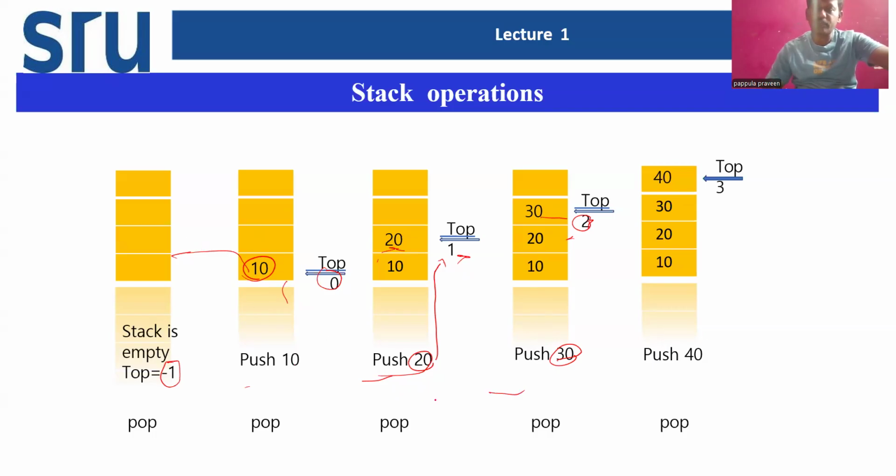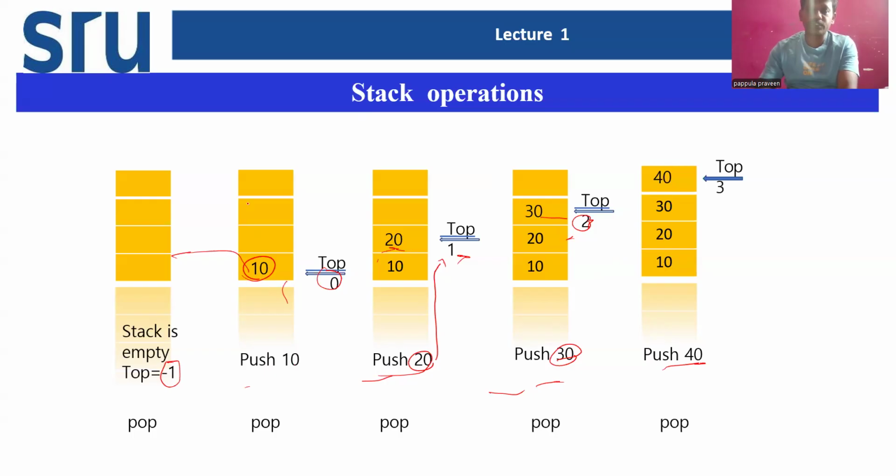Next we are inserting 40. You observe here, 40 is the fourth element. So top equal to top plus 1. Top equal to 2, 2 plus 1 is 3. So the fourth element resides at the top. So these are the push operations. Here we are inserting 4 elements: 10, 20, 30 and 40. So 4 elements are inserted.